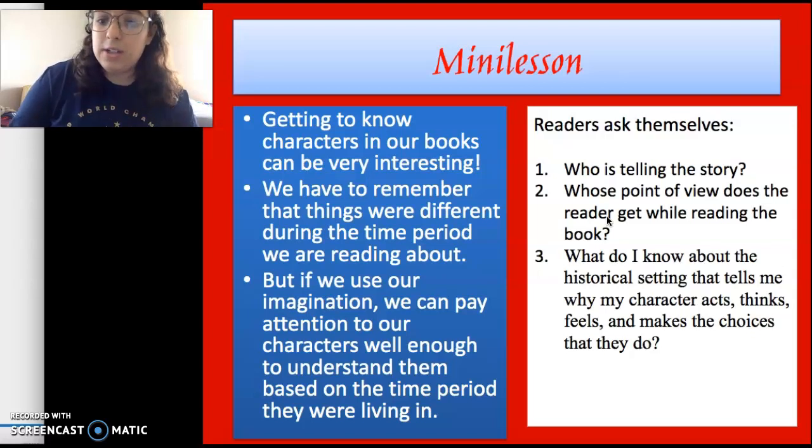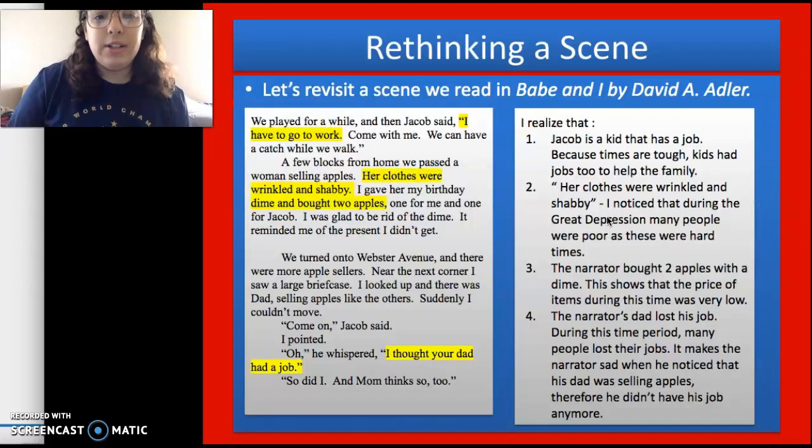The third question is, what do I know about what's happening in history that's explaining why my character is doing that? We've been talking about timelines and what's going on in history. So what is going on in history that is maybe making my character say these things, do these things, or act that way? Let's take a look at our Read Aloud, The Babe and I.